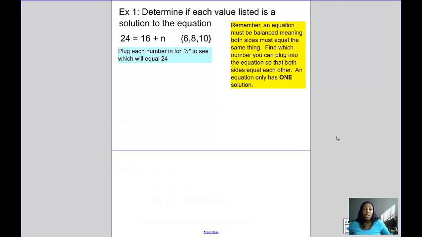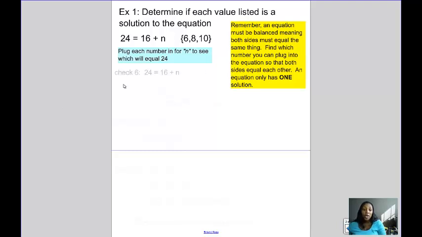So let's look at our first example. Determine if each value listed is a solution to the equation. So our equation is 24 equals 16 plus n, and we're checking the numbers 6, 8, and 10. And we're going to plug each number in for n to see which will give us 24, because we want our equation to equal 24. And remember, an equation must be balanced, meaning both sides must equal the same thing. So basically, we're finding which number we can plug into the equation so that both sides are equal, and an equation only has one solution, so it only has one number that works.